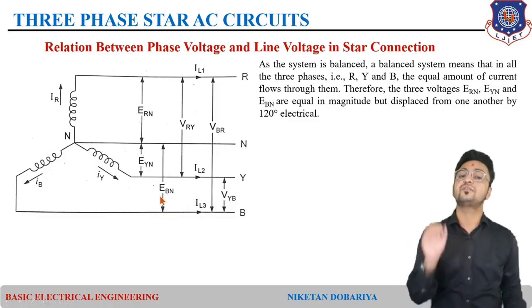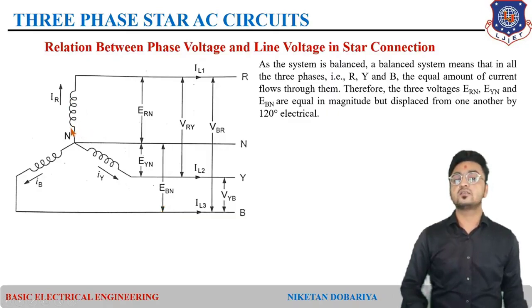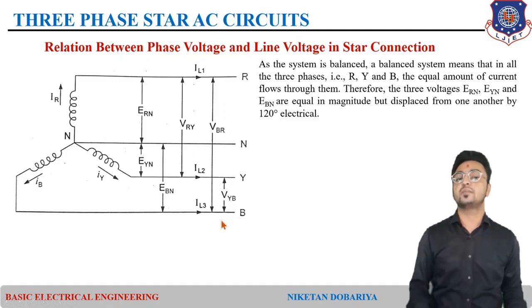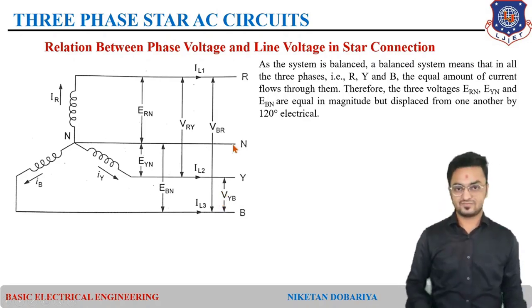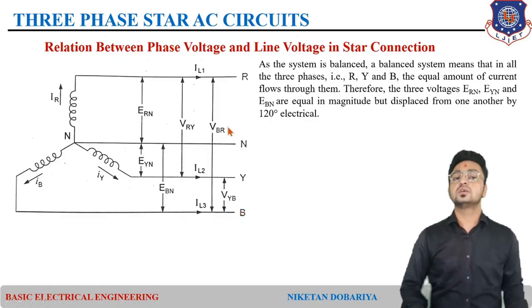Same way, if we define the three phase currents, the three winding currents, here IR, IY, and IB. So these are the three phase currents, and same with the three line currents. This is the first line, let's define it as IL1. The second line, let's define it by IL2, and the third line by IL3. And now fourth, that is line voltage across two lines. From R to Y, VRY. From Y to B, VYB. And from B to R, that is VBR.